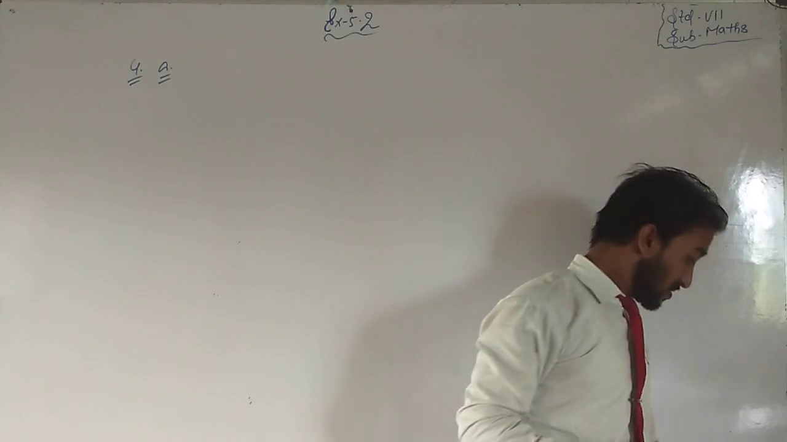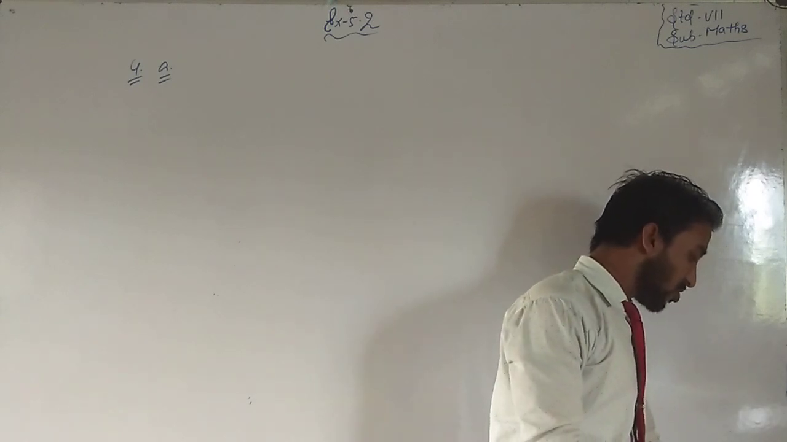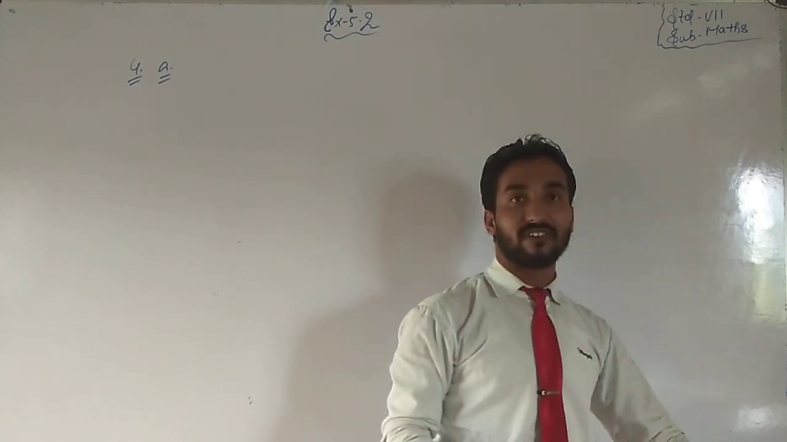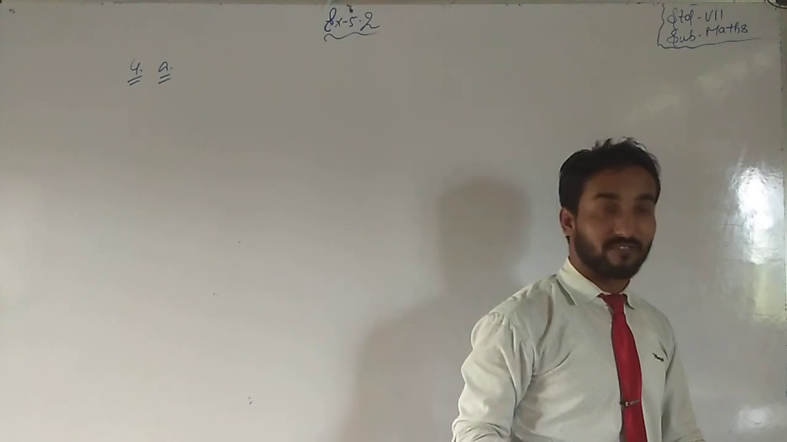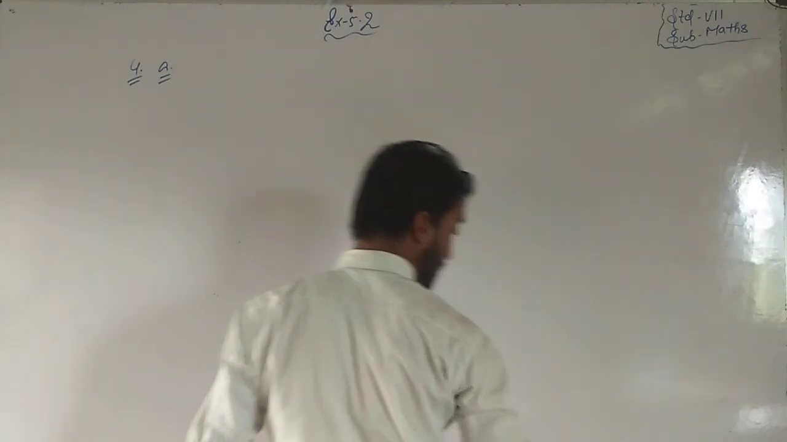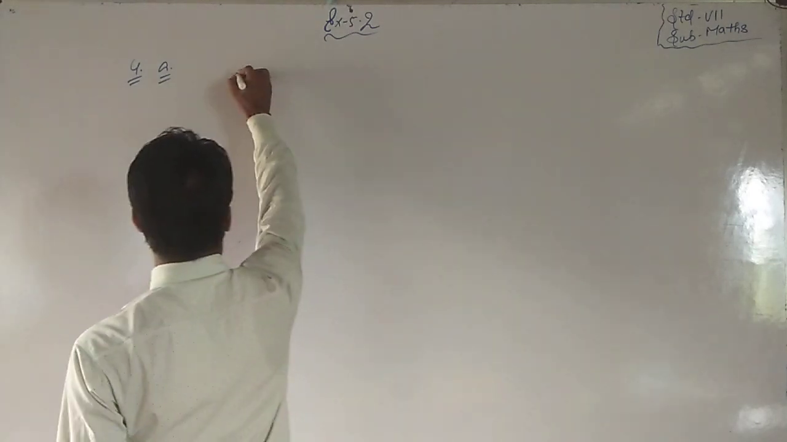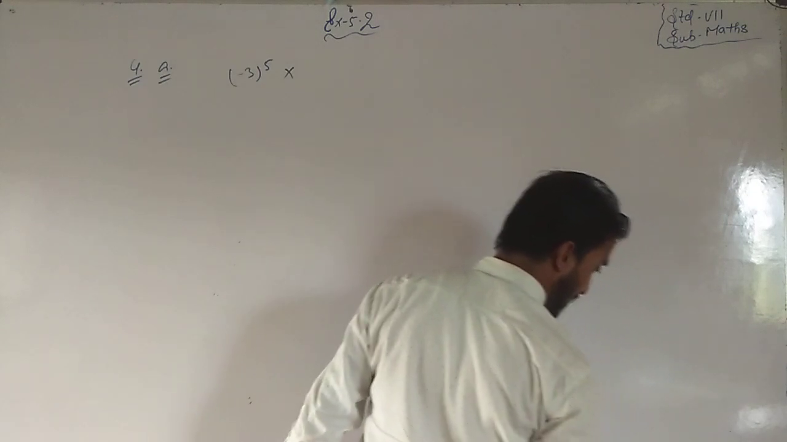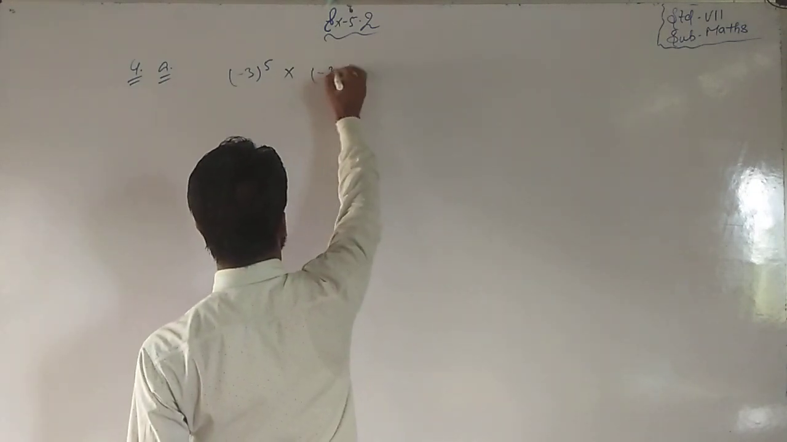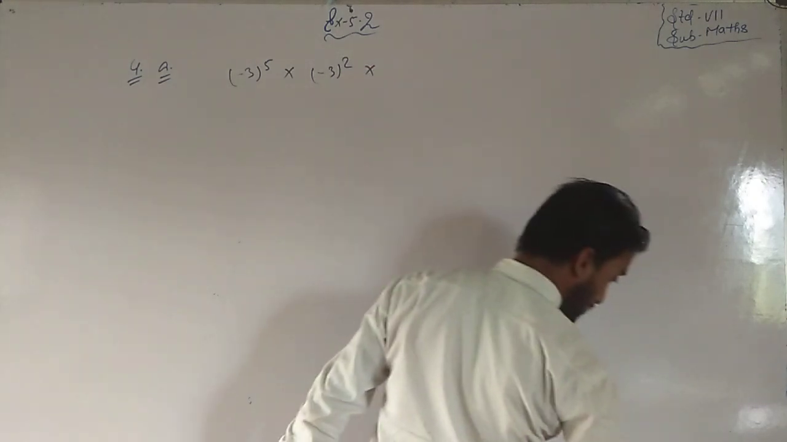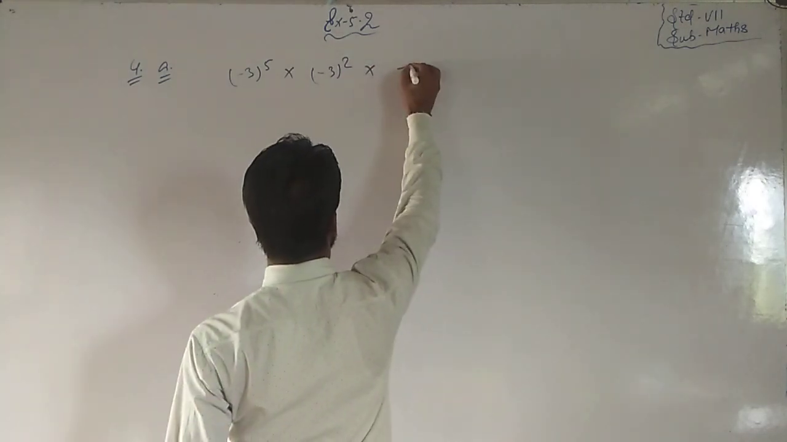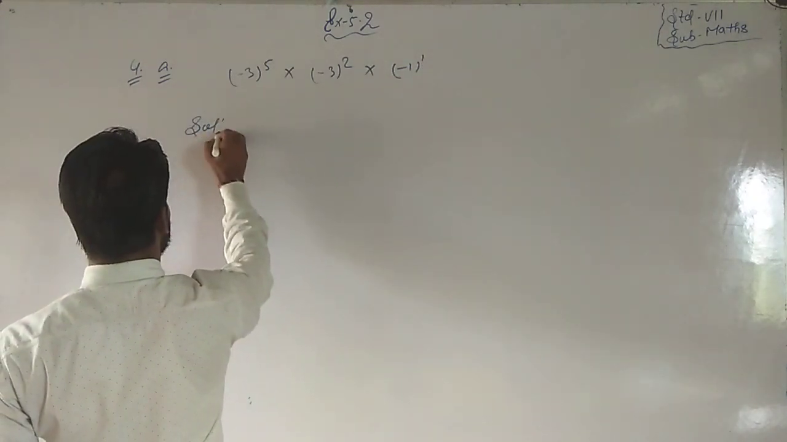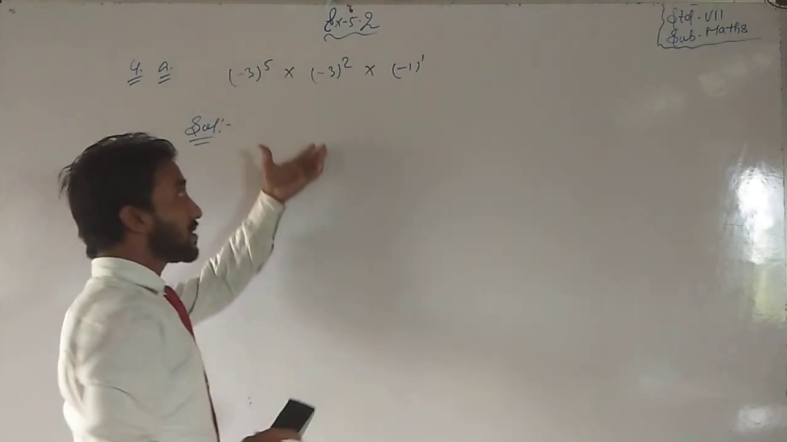It's very important. So question number 4 says, using the law of exponents, simplify and write the answer in exponential form. So students, see question number 4a. (-3)^5 multiplied by (-3)^2 multiplied by (-3)^1. And students, in this question we can observe what expression is given.